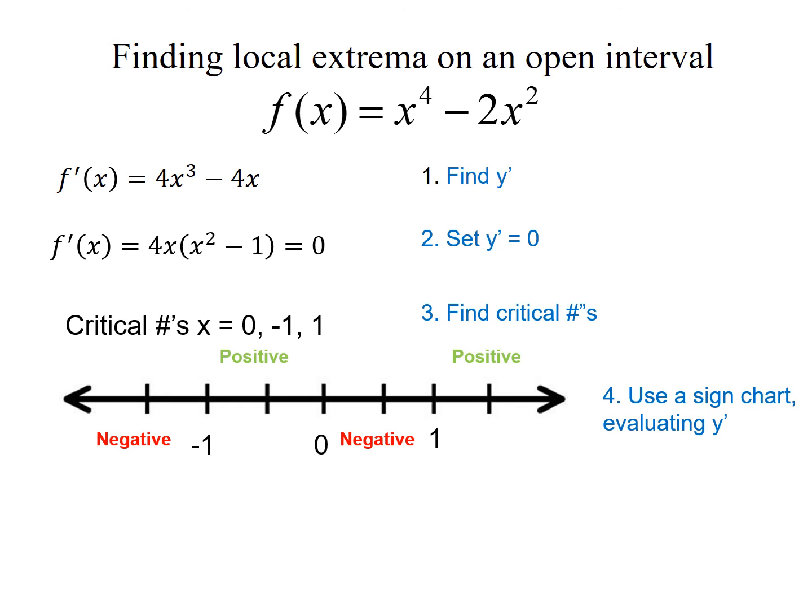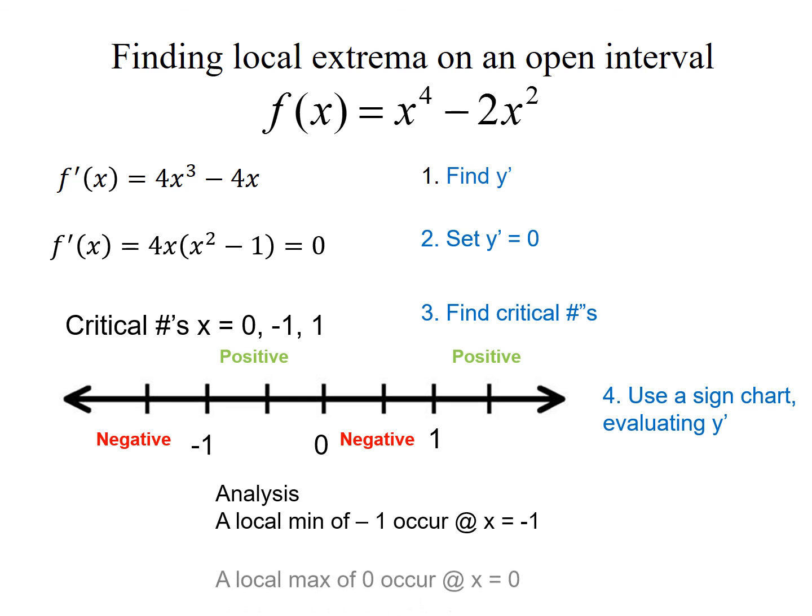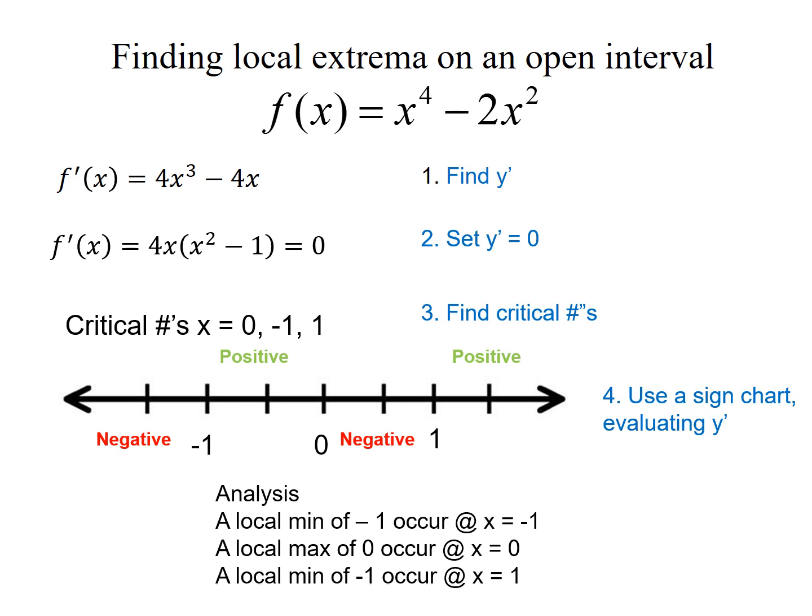You'd have a negative, and then it goes positive. So you can see it sort of looks like a V. You have a negative value, and then it goes positive, so that is going to make a minimum. Then you have a positive, and then it goes negative, and that's going to make a maximum. And then you have a negative, and then your slopes go positive, and that's going to make a minimum as well. So we can determine that at -1, there's a local min. And at 0, there was a local max. And at 1, again, there was a local min.